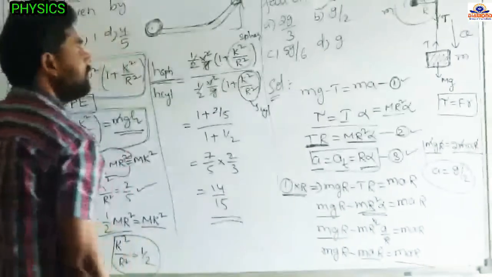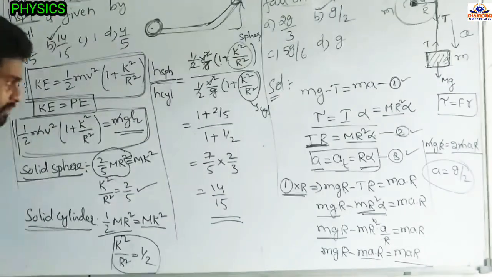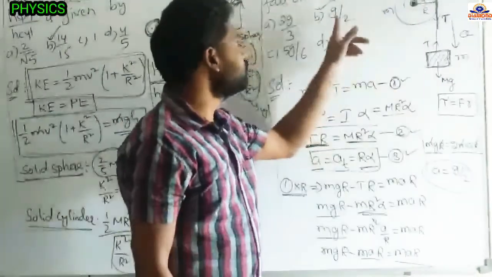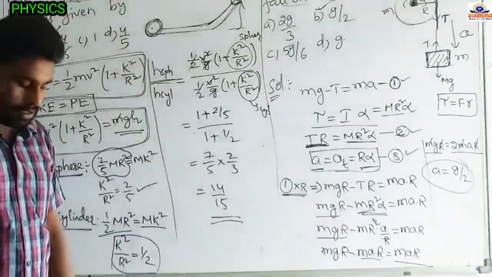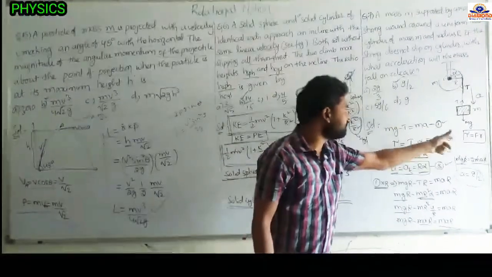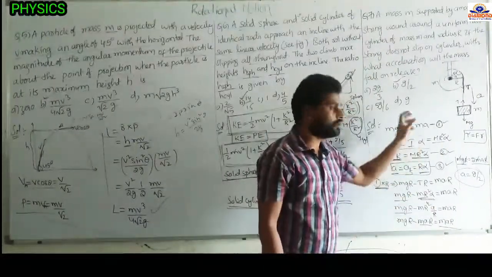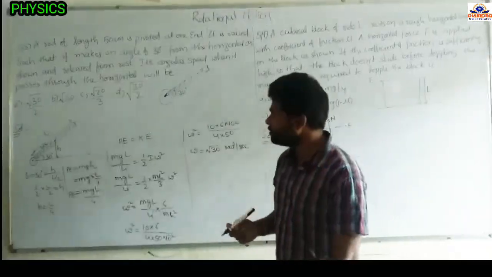So the block, if we release it, will fall with the acceleration g by 2. So option B is the right answer. In this way we have to solve the problems. If you practice this question, it will finish within 30 seconds only. See the next question.